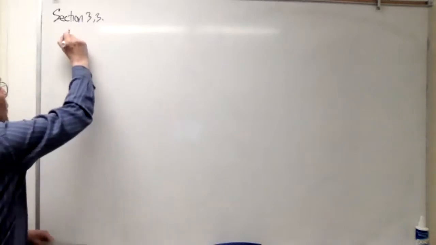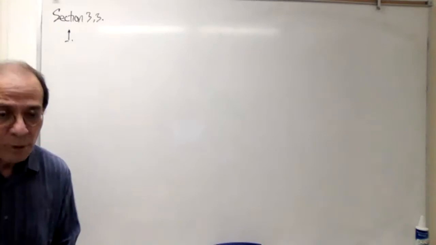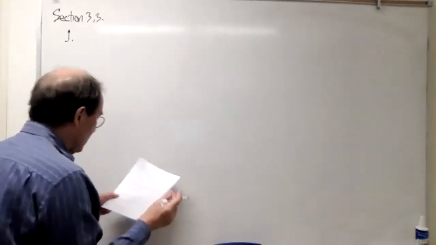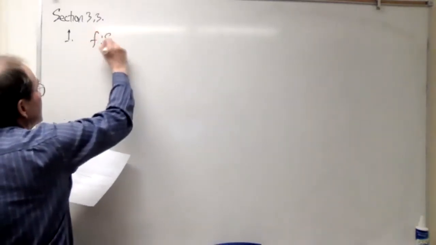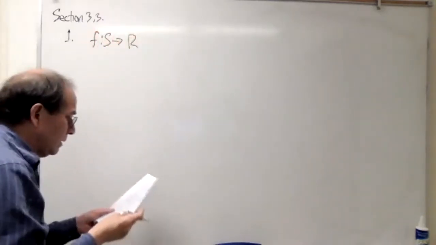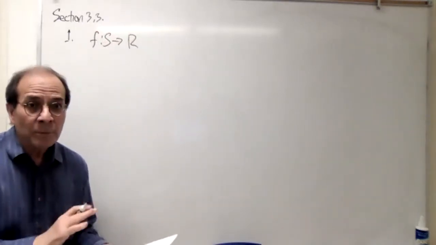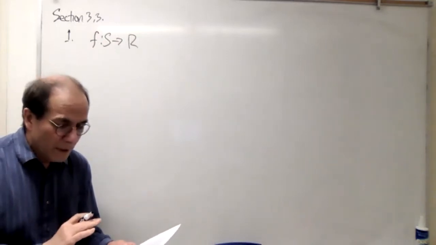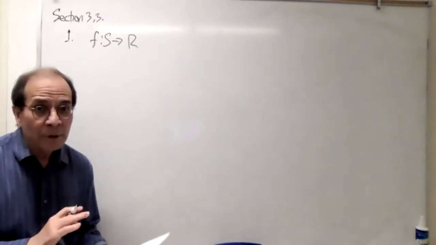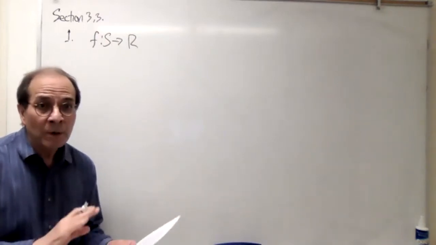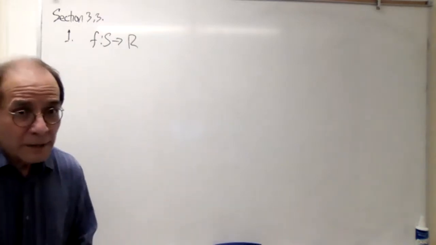Okay, so for problem 1, we're trying to prove that this is an isomorphism. So we've got a mapping F from S to R. And R is the set of positive real numbers, and it's got this funky addition and funky multiplication that's defined in the problem. And then S is just the set of ordinary real numbers with the ordinary real number addition and multiplication. Okay, and so we want to prove that this is an isomorphism.